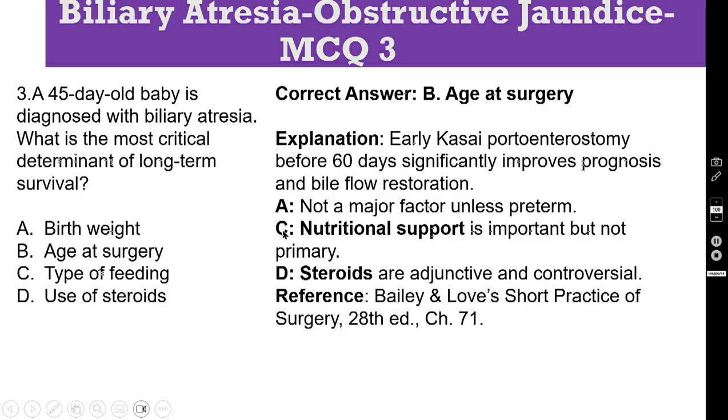A. Birth weight is incorrect. It is not a major factor unless the baby is a preterm one. Age at surgery is the correct answer. Type of feeding is not important and it is not primary also. And the use of steroids is adjunctive and controversial. Steroid is not the important prognostic factor. Reference: Bailey and Love Short Practice of Surgery, 28th edition, chapter 71.